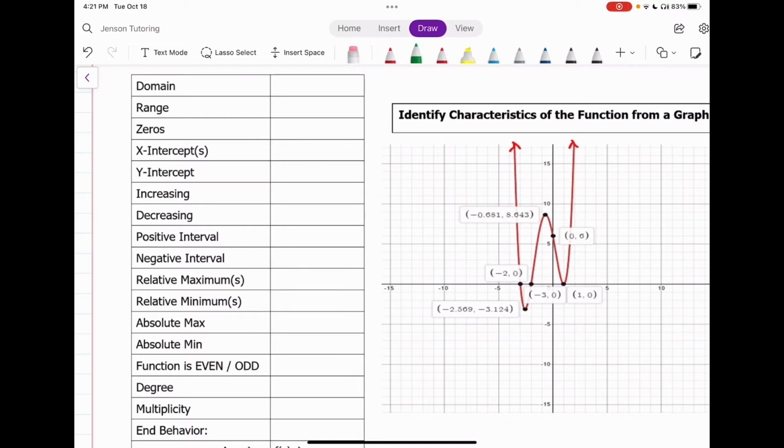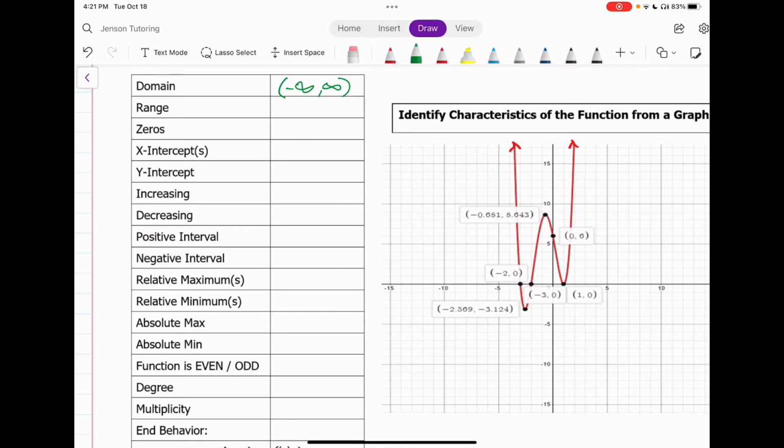So let's start with the domain, all the possible x values. So the domain, recall, are all the possible x values that I can use as input into my function. In this case, there are no restrictions. It's all real numbers. So I'm writing that as negative infinity to positive infinity using interval notation. So that's the left side of the graph to the right side of the graph.